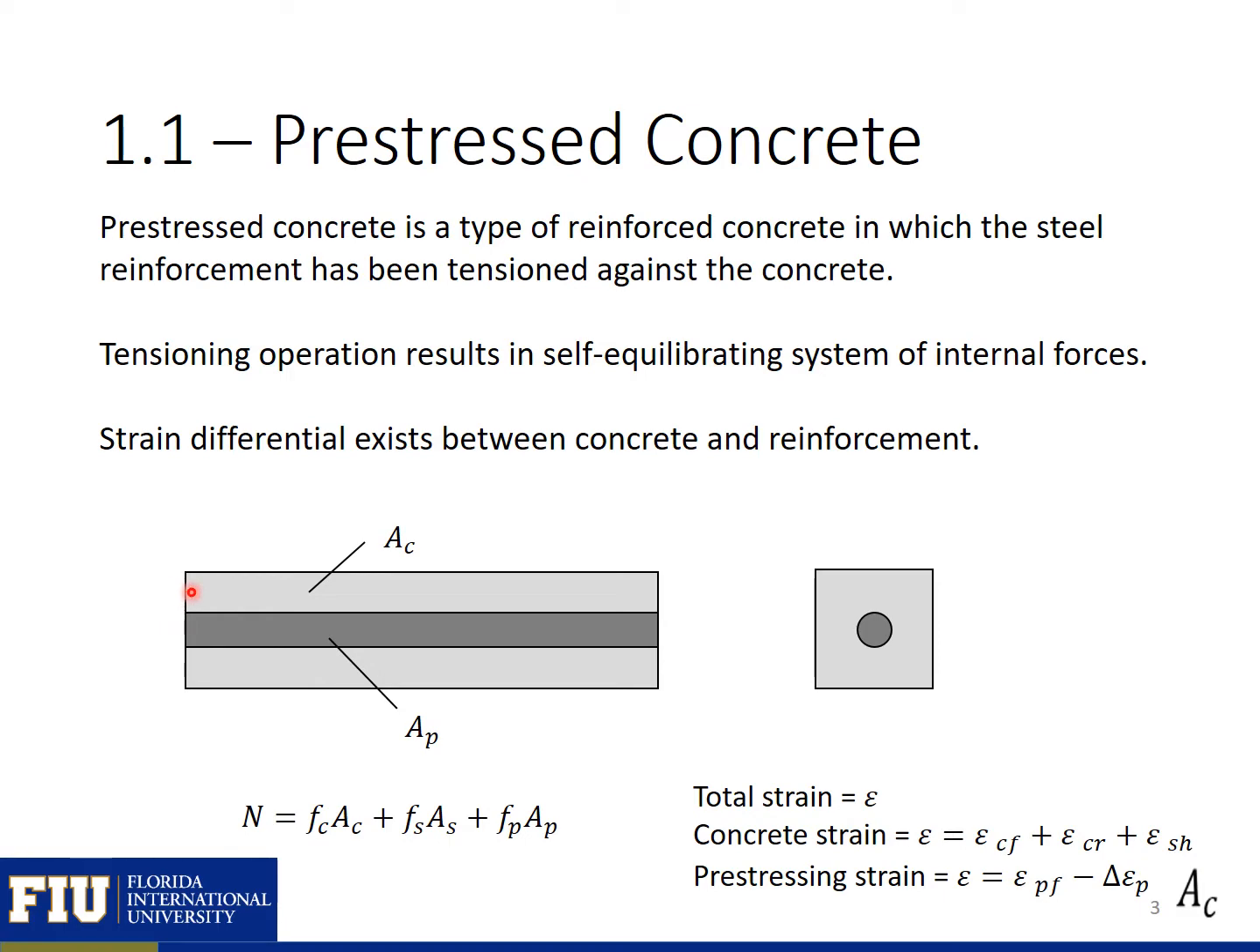Doing this creates a strain differential between the concrete and the reinforcement. So the main difference between conventional reinforced concrete and prestressed concrete is this strain differential between the strain in the prestressing steel and the strain in the concrete.